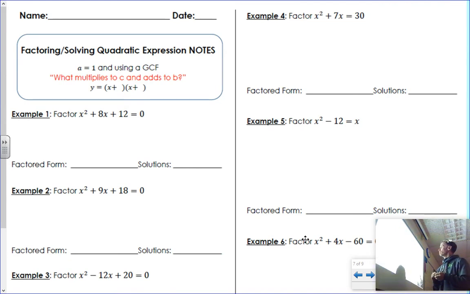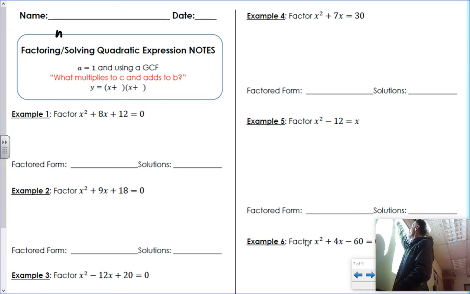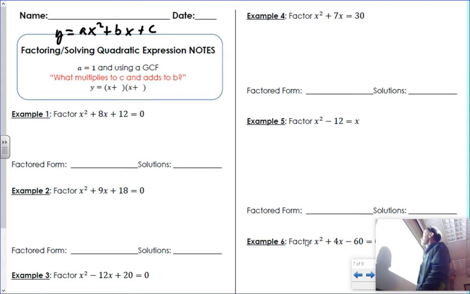Okay, and so the one thing to keep in mind on all of these things, we're going to be working with standard form. So remember that's ax squared plus bx plus c. And generally speaking, they're all going to be equal to 0. I'll talk more about that in just 1 second.